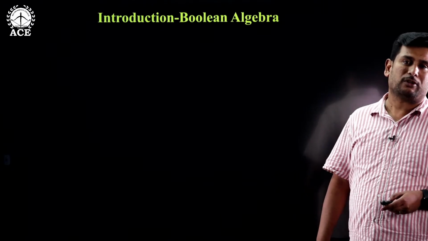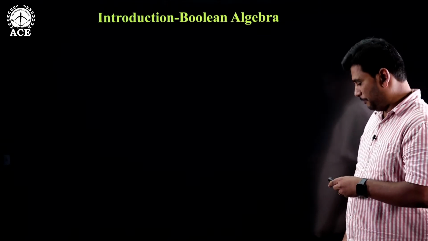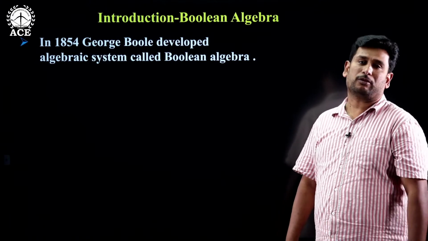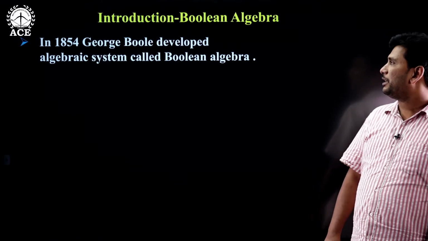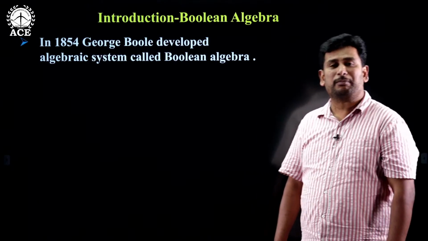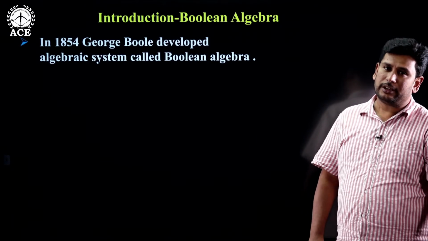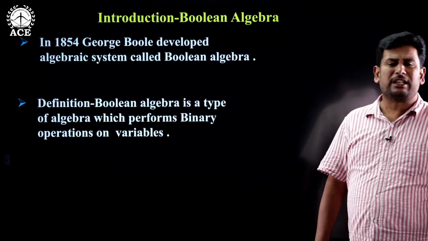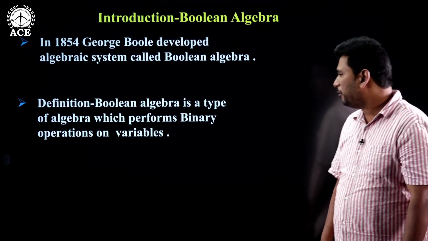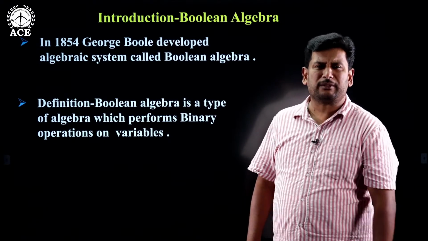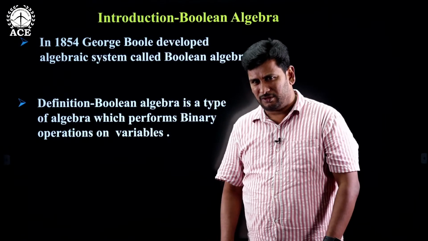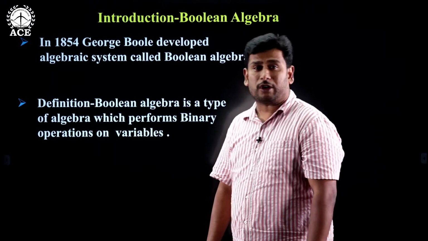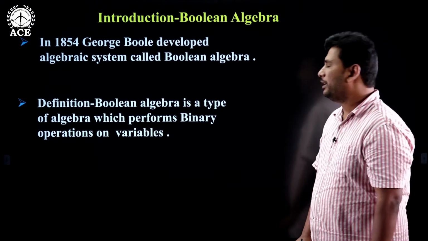So let's have a quick look at this Boolean algebra. Boolean algebra started in 1854, when a mathematician called George Boole developed this algebraic system. And what is the purpose of it? Let me define it. Boolean algebra is a type of algebra which performs binary operations on variables. Wait for a second. What are these two terms? What do you mean by variable? What do you mean by operations? And what are we talking about? Let me just give a hint.